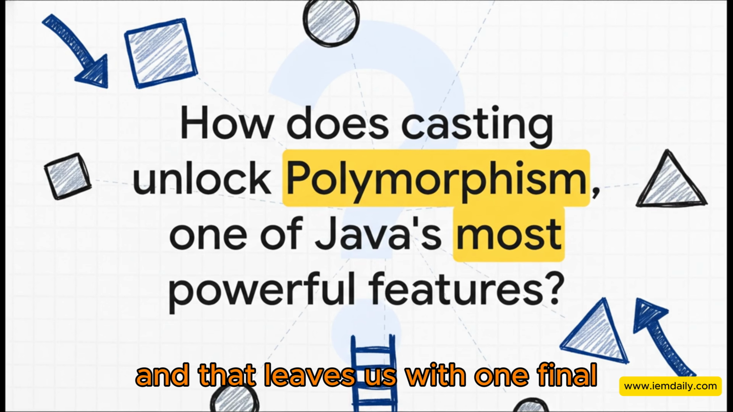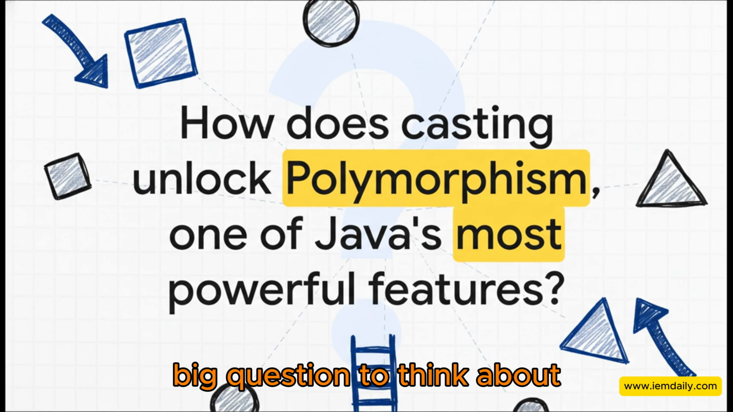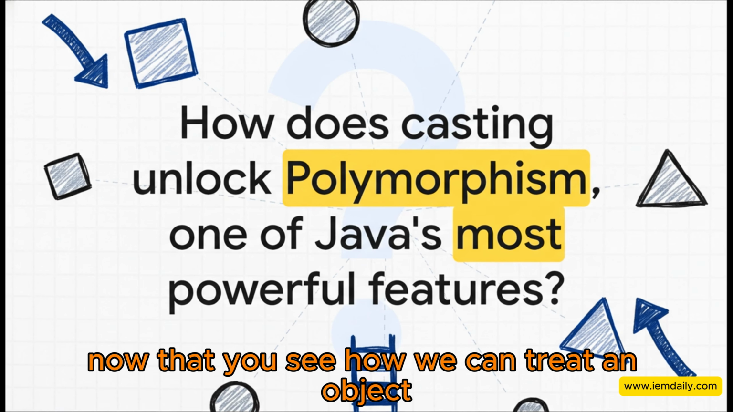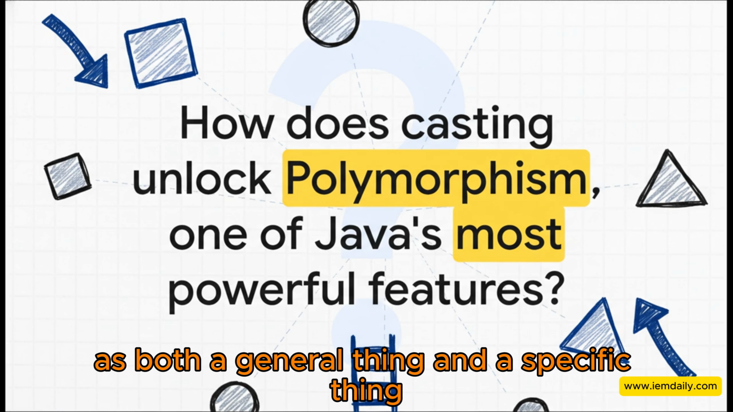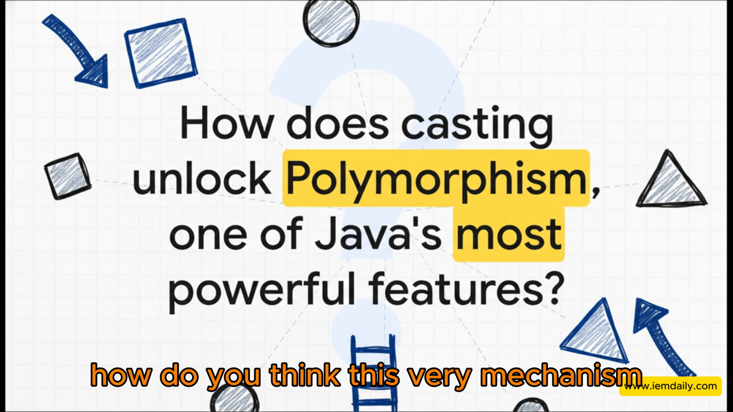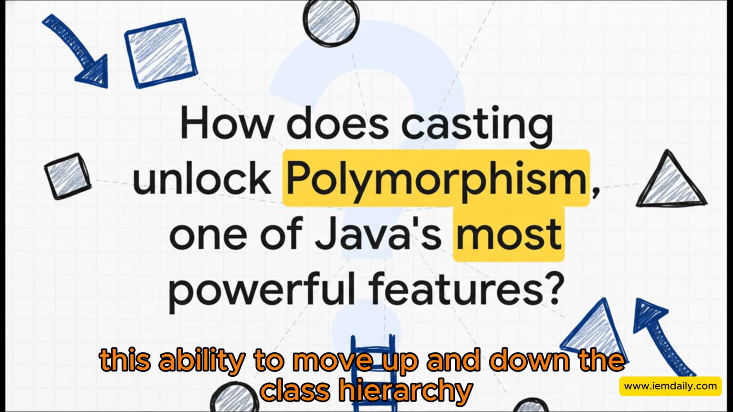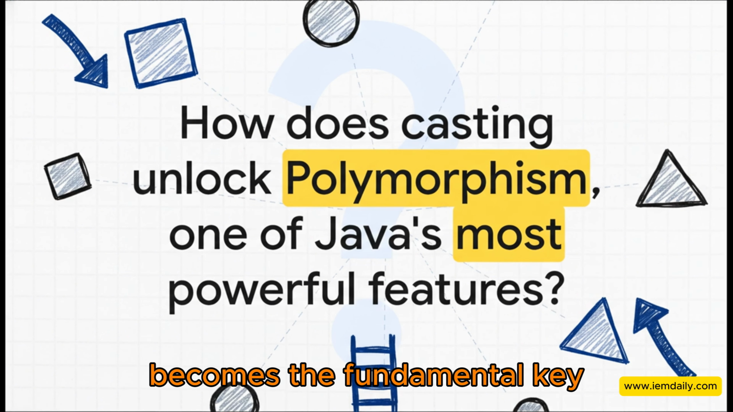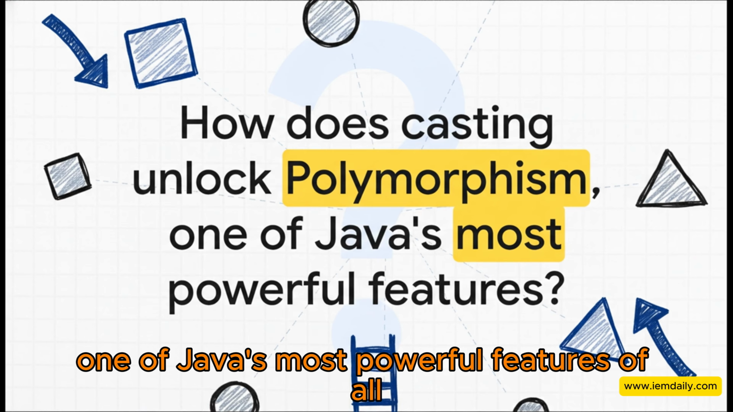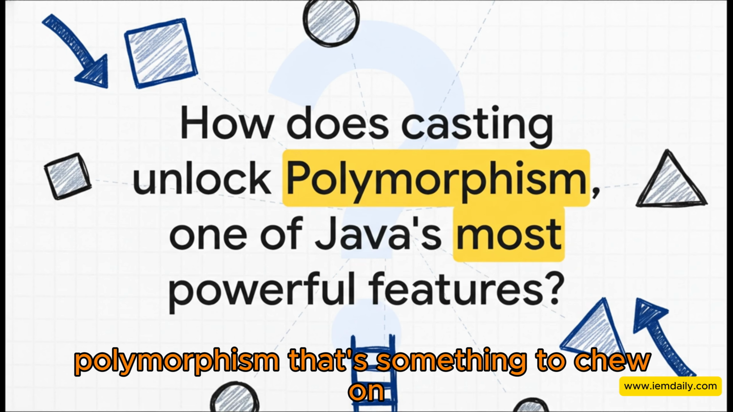And that leaves us with one final big question to think about. Now that you see how we can treat an object as both a general thing and a specific thing, how do you think this very mechanism, this ability to move up and down the class hierarchy, becomes the fundamental key that unlocks one of Java's most powerful features of all, polymorphism? That's something to chew on.